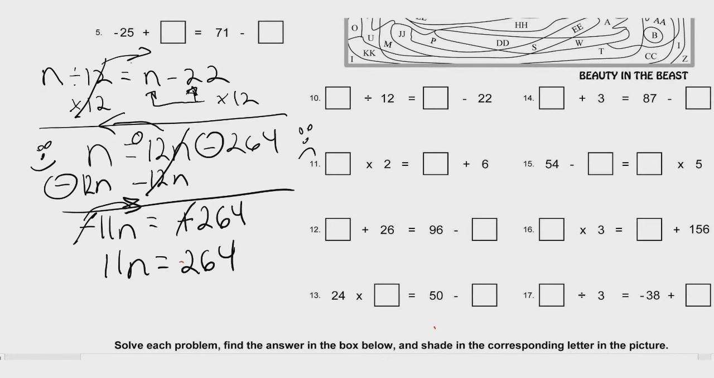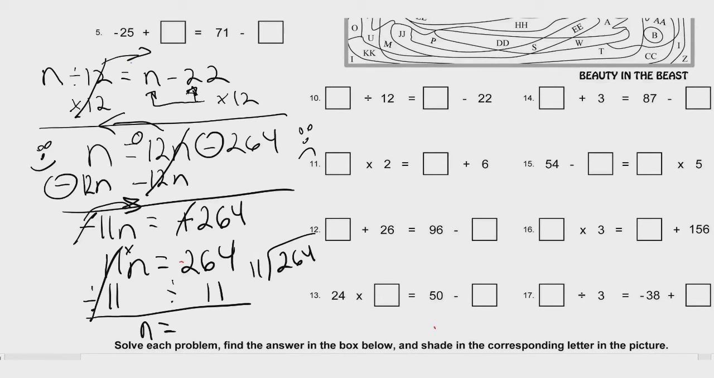All right, so we have 11n. That means multiplication. So we're going to do the opposite, which means we divide by 11. So we divide by 11 on both sides. This is gone, so we end up with n equals 264 divided by 11. 11 goes into 26 two times. I subtract, I get 44. 11 goes into 44 four times. And we get 0. Getting really messy. So we get n equals 24.